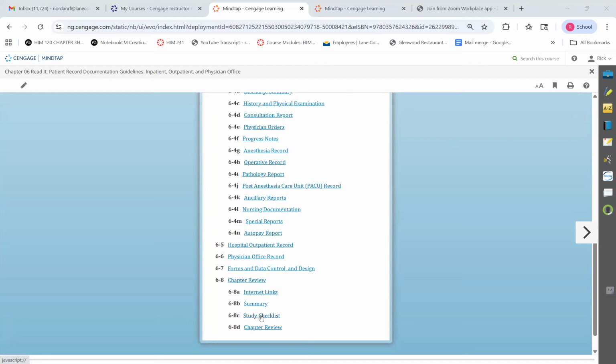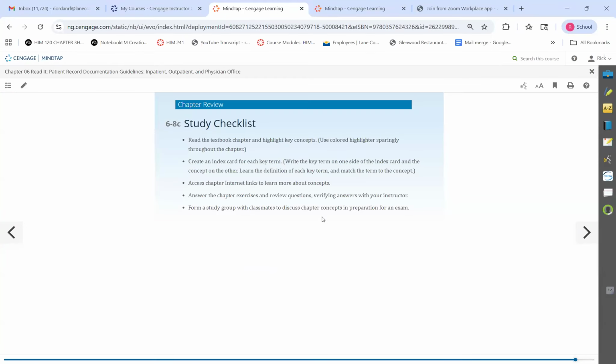They also have a study checklist that some of you might be interested in using. A lot of students blow by this, but let's take a look. Okay, so obviously you should read the chapter, highlight the key concepts. If you do highlighting, index cards for key terms, some people find helpful, read the chapter links, and so on.